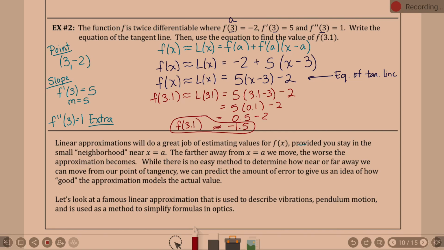Now, linear approximations do a great job of estimating values for f of x, provided you stay in the small neighborhood. The closer you are to a, the more exact. The farther we move from a, the worse the approximation becomes. There's no easy method to determine how near or far away we can move. We can predict the error to give us an idea of how good the approximation models the actual value. And then it says, let's look at a famous linear approximation used to describe vibrations. Pendulum motion is used as a method to supply formulas in optics, which is sine.